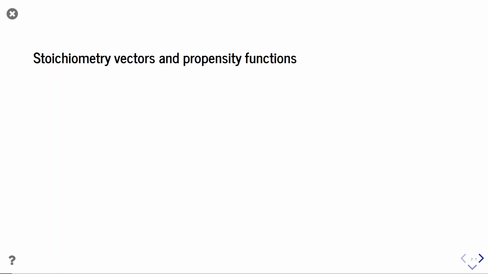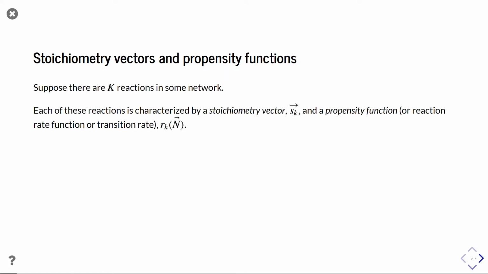I'll now introduce stoichiometry vectors and propensity functions. Suppose that there are capital K reactions in some network. Each of these reactions is characterized by a stoichiometry vector, S sub k, and a propensity function, R sub k, which is a function of the state vector n.